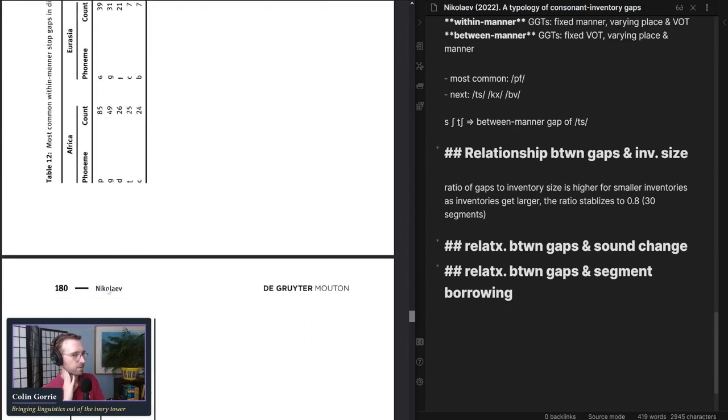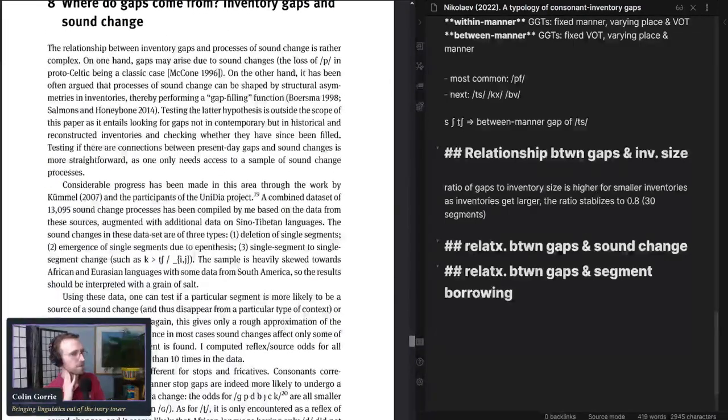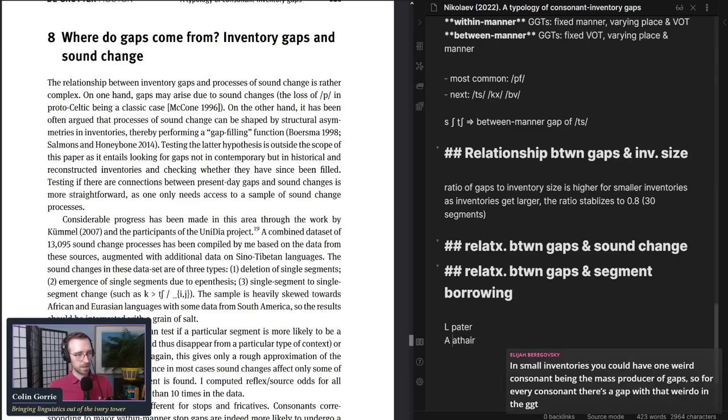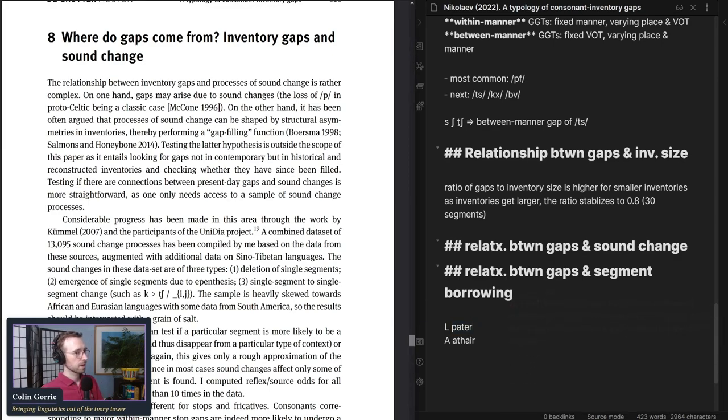Let's go on to see what this has to say about sound change. Okay, this is kind of interesting. Where do gaps come from? Gaps arise due to sound changes. The loss of P in Proto-Celtic is a classic case, right? We have Latin pater, Irish athair. So this was there at one point, as is reflected in the Latin cognate, but not anymore. So we lost the P in Celtic.